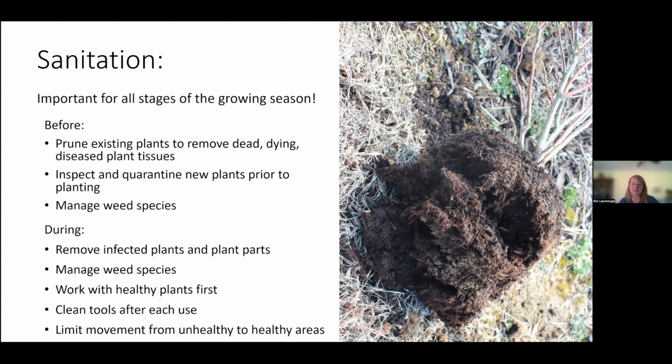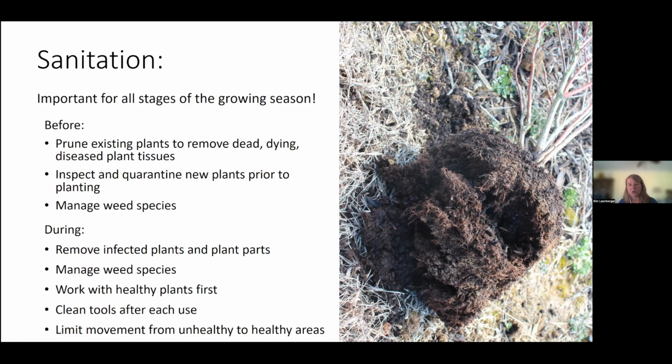In the before stages, so this is either before you've planted a plant or before the plant starts to grow, that's when you're really focused on your pruning. Pruning in those winter months when the plant is dormant is a great way to try to limit disease spread and make sure that you're really effective in getting that pathogen out of there. If you're looking to introduce new plants to your space, make sure that you inspect them and quarantine them.